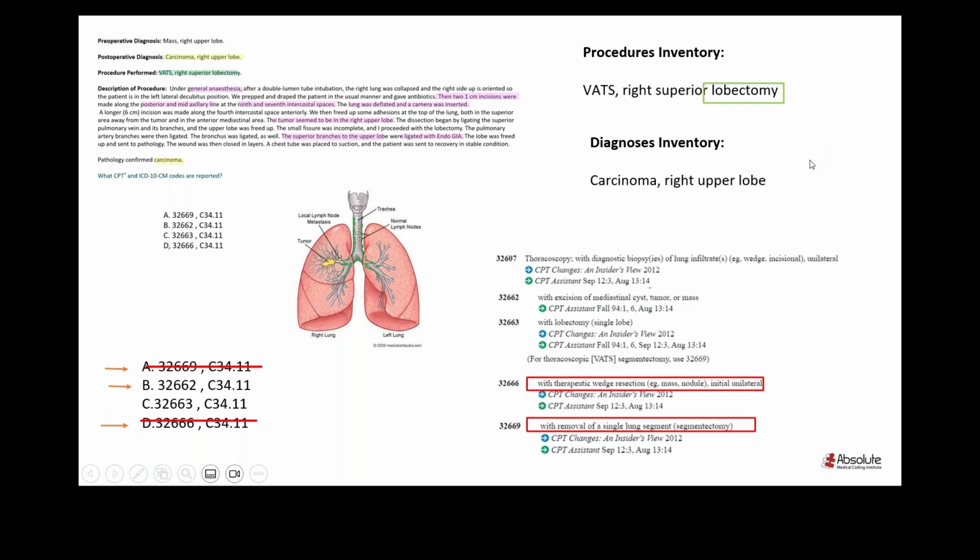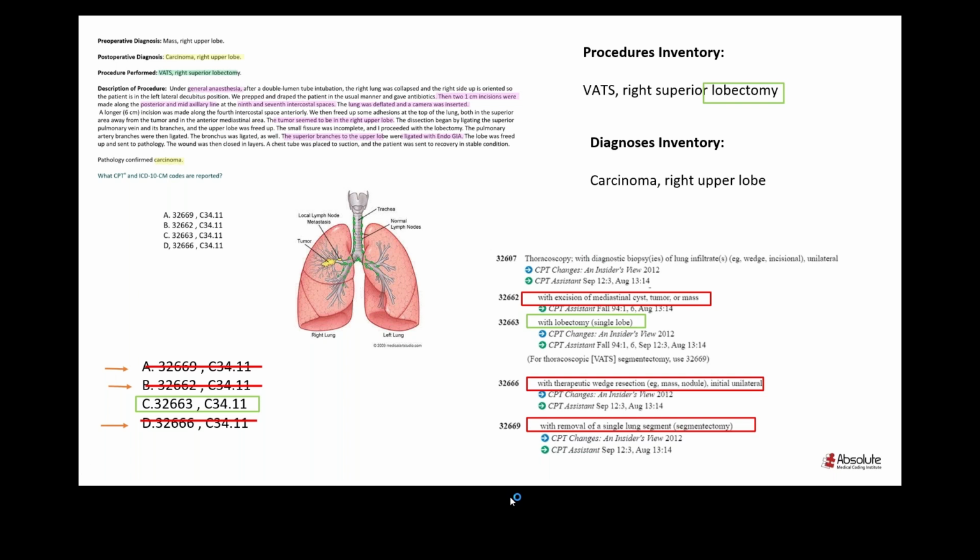Left with option B and C. Option B is coding for 32622, which is thoracoscopy with excision of mediastinal cyst or tumor or mass. So as I said, it's a lobectomy. Entire lobe has been removed and not just the tumor or mass. So option B is also incorrect, and the correct answer is going to be option C, 32663. That is coding for thoracoscopy with lobectomy single lobe.